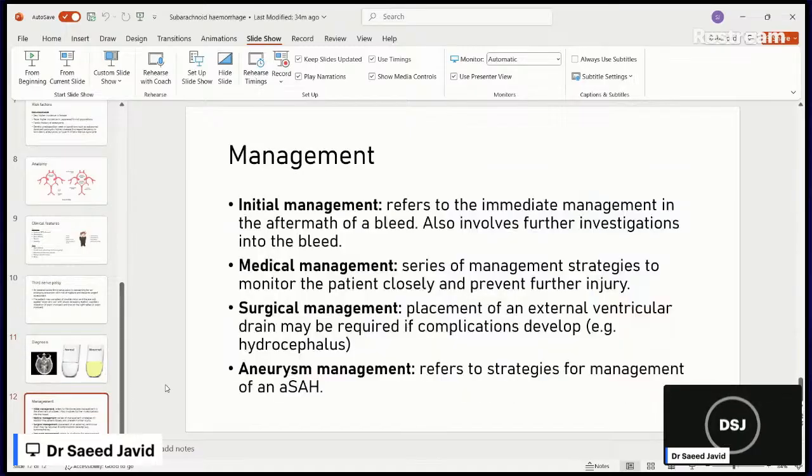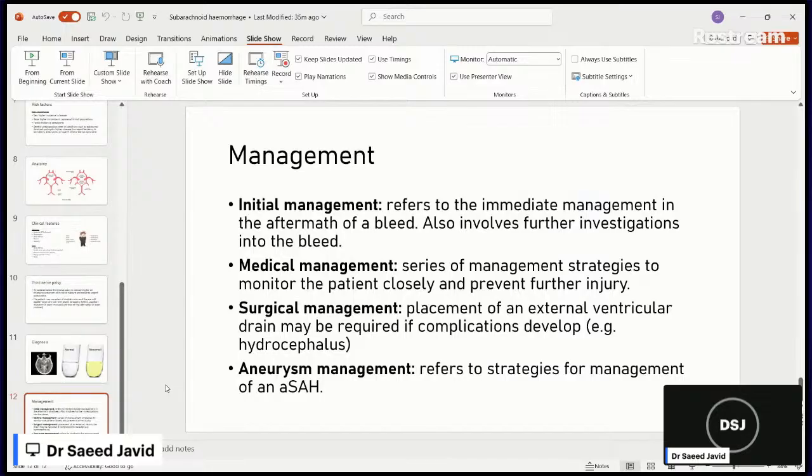The last thing we'll talk about very quickly is the management. So the management of a subarachnoid hemorrhage, it's a medical emergency, okay? It needs urgent management. And you can split it into key elements. So you've got initial management, medical management, surgical management, and aneurysm management. So the initial management is very important, and actually where a lot of the damage can happen if not done properly. But the initial management is basically assessing the GCS score. You're performing a full ABCDE approach. If they've come in as a trauma call, then you're managing as per the ATLS guidelines.